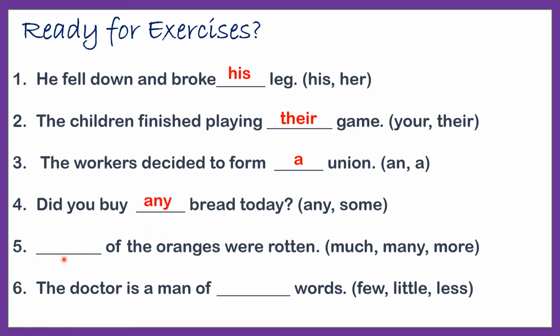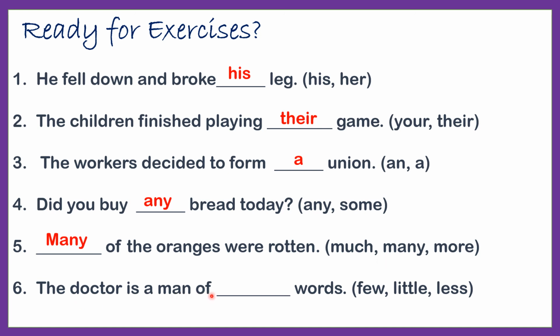Now fifth one, dash of the oranges were rotten. Much, many, more. Okay, now much and many. So we are talking about oranges. Oranges are countable, plural countable nouns. So much will be used only for uncountable. So that is not an option at all. So we go with many. Many of the oranges were rotten.